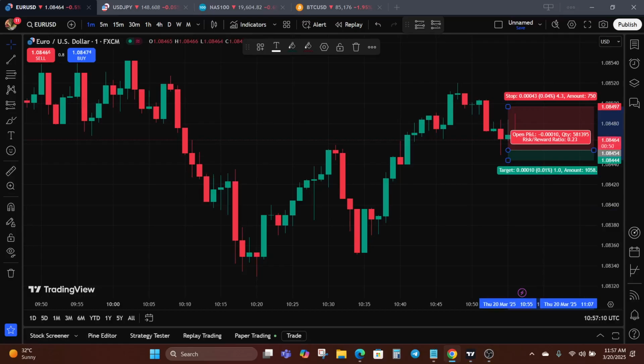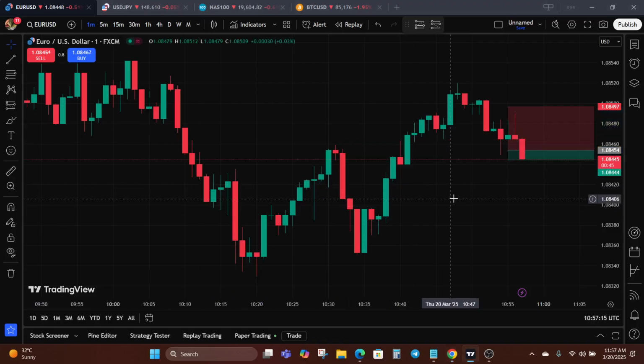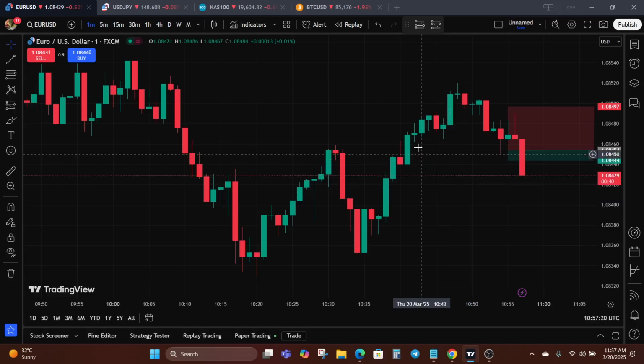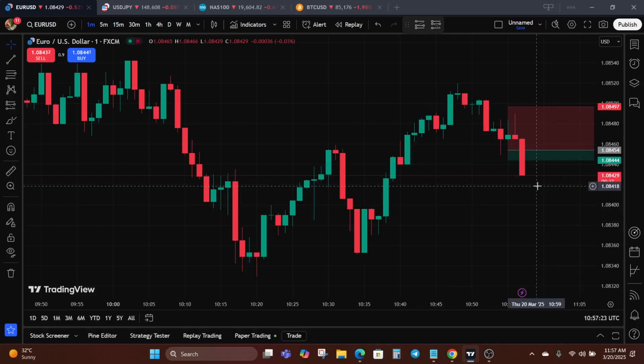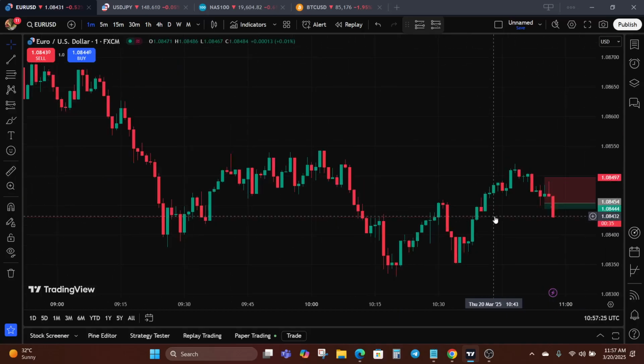So now, spreads, on the other hand, are the difference between the buying and the selling price. The buying price is called the ask price, while the selling price is called the bid price of a currency pair. So you can see here, this is buy price, this is sell price. You will notice that the buy price is not the same as the sell price. So the difference between the buy price and the sell price is the spread. It's the difference between the buy price and the sell price.